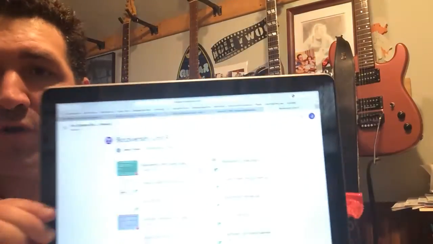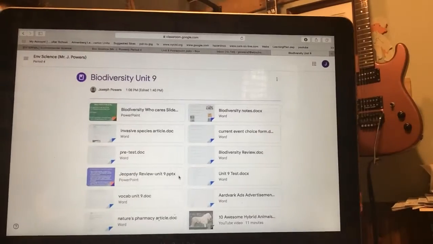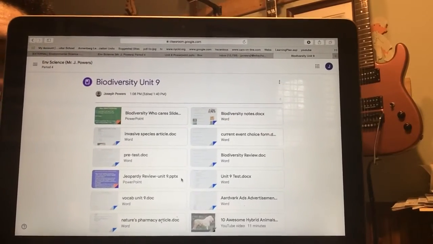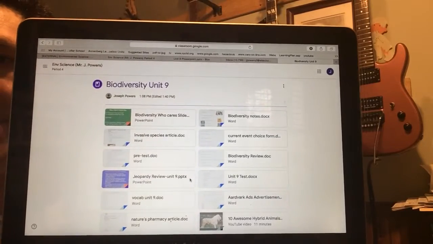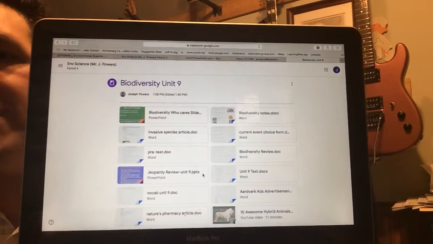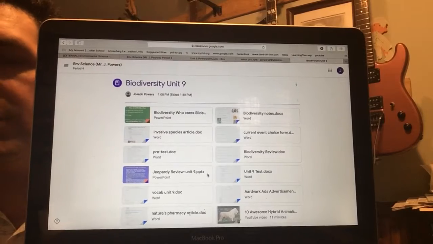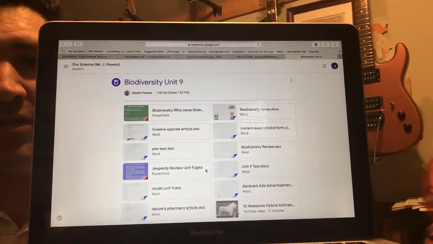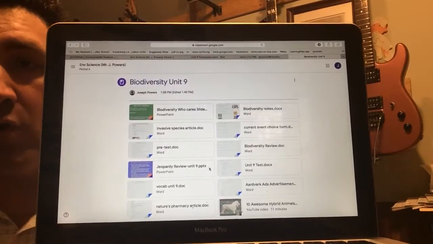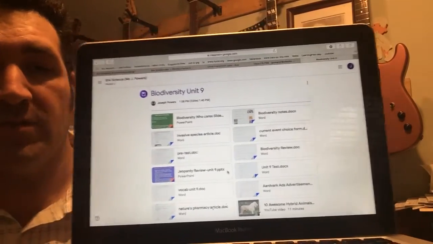So now I want to just walk you through the biodiversity unit. For those of you that did the water unit already, the biodiversity unit has a lot more stuff on here. The reason being is we did not do any of this. Before we left school, we were about a week or so into the water unit, so we did a lot of the notes and some of the stuff on the water unit. The biodiversity unit is all new material, okay? So you have the whole unit at your disposal here.